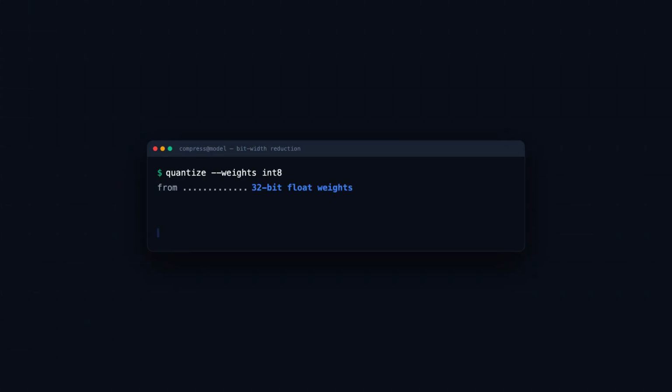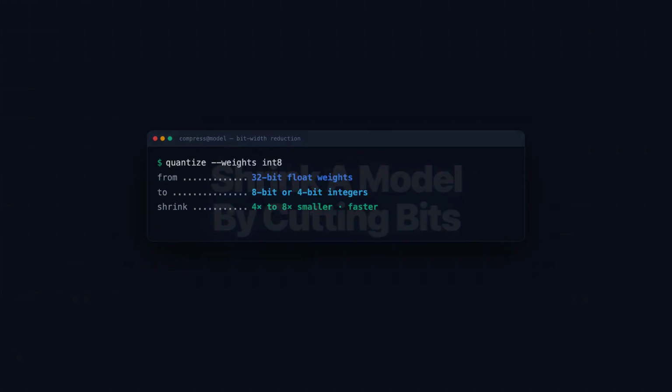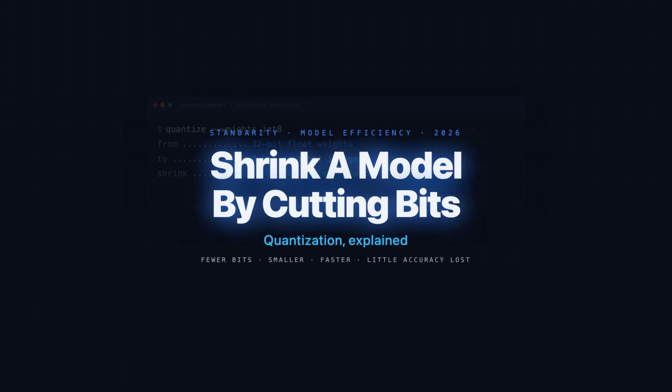Picture a huge language model that needs a data center full of expensive GPUs just to run. Now, what if the exact same model could fit on your laptop or even your phone with almost no drop in quality? That is not a fantasy, it is quantization, one of the most important tricks in the whole business of deploying models. And here's the thing, the idea is almost embarrassingly simple.